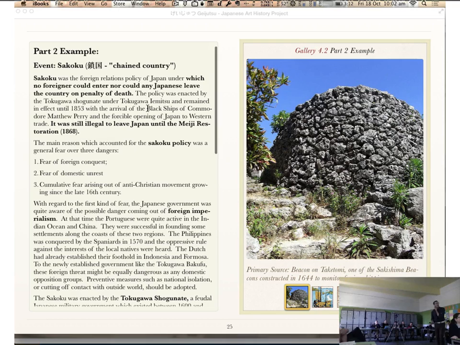Now what happened, all right, is it was a policy of Japan. So the government came up with this policy, all right? And this is the policy that they came up with. Basically, no foreigner could enter Japan, and no Japanese person could leave Japan. It was law. Couldn't leave. No one could come into the country, no one could leave the country. That was a law, okay?